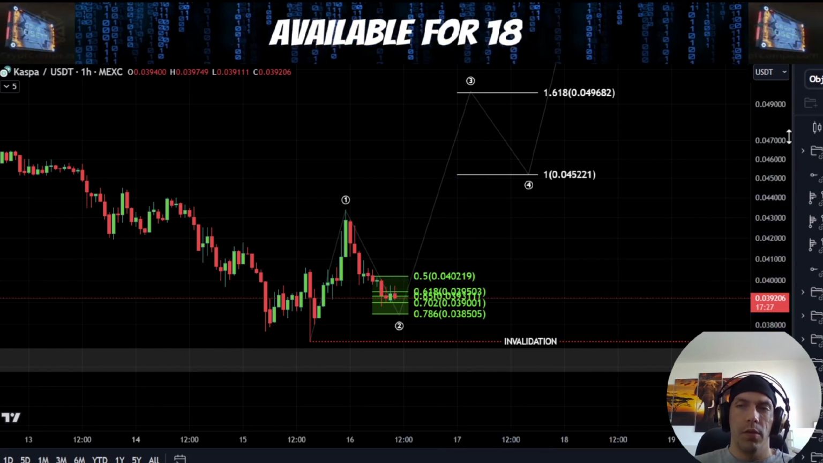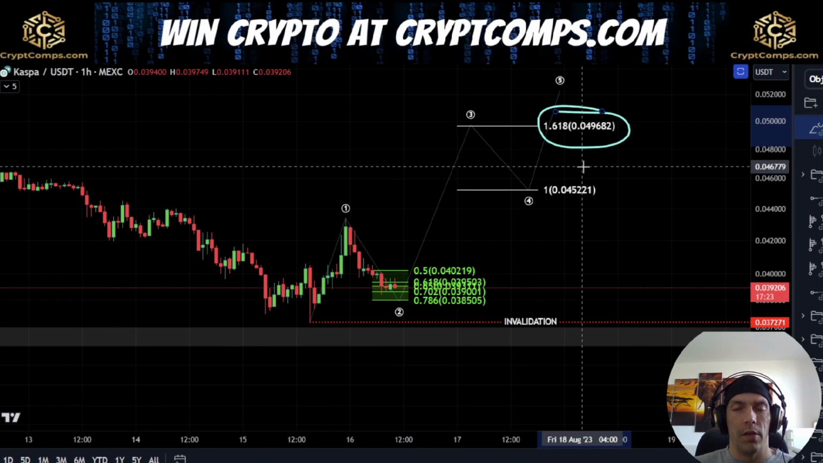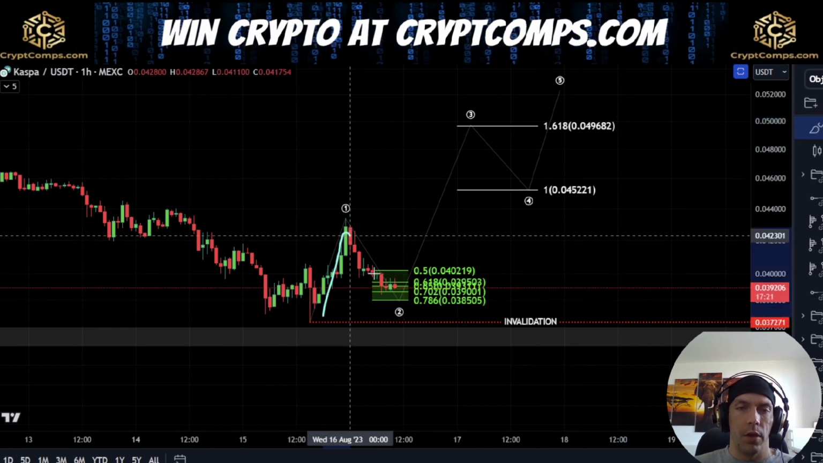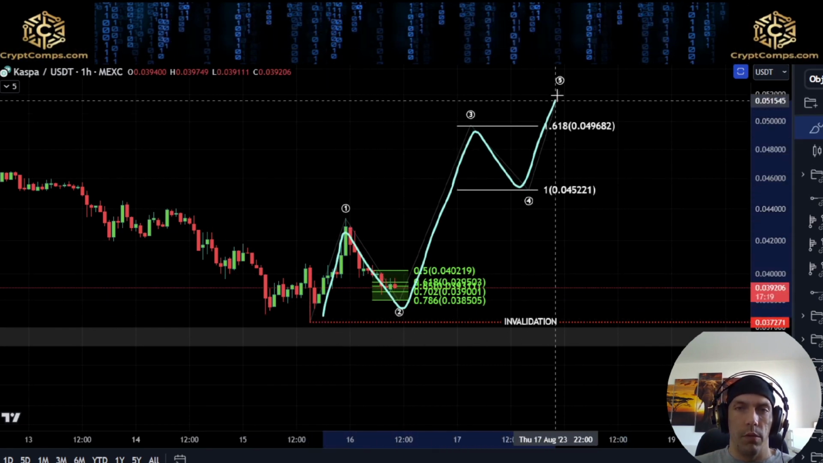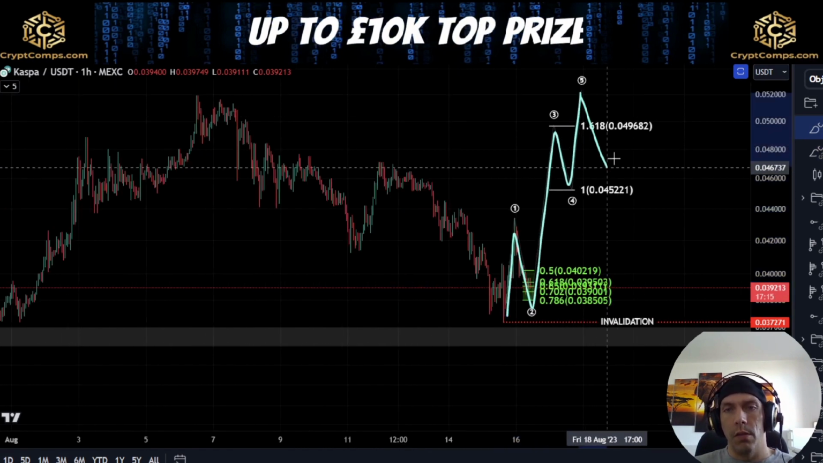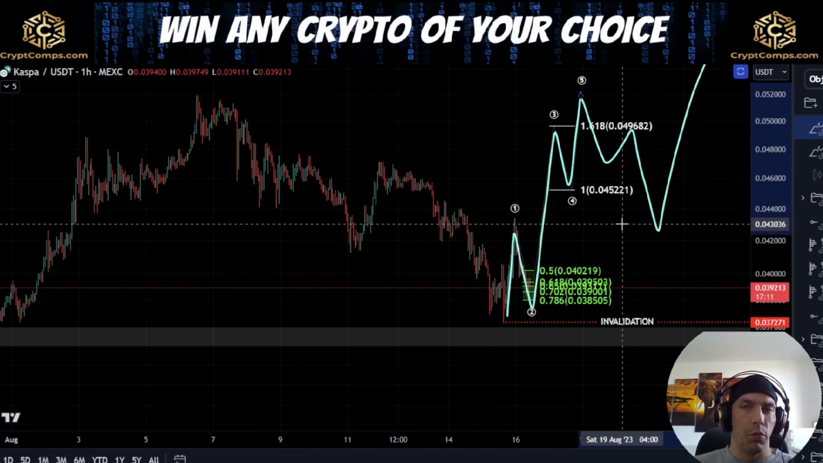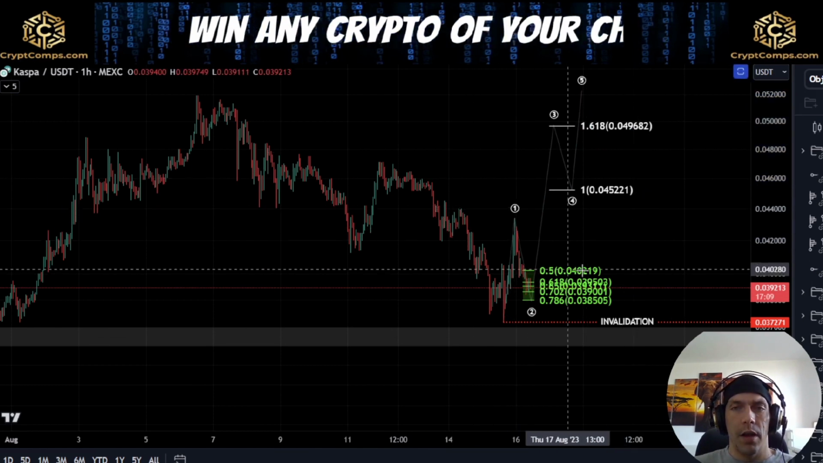So what we want to see is this 1618 getting hit here at this 49682. If we do see something like this, where this becomes 1, 2, 3, 4, and 5 to the upside like this, what we could then get is that this could then form another wave 2 here, and then we could look to continue to push up in a bigger way. So I'm going to be keeping an eye on these levels here.